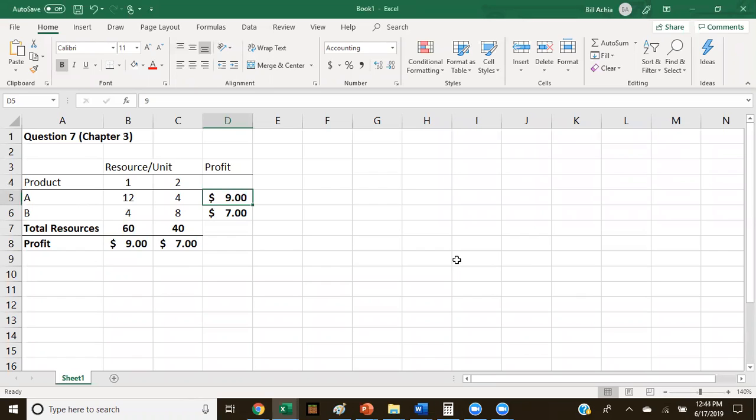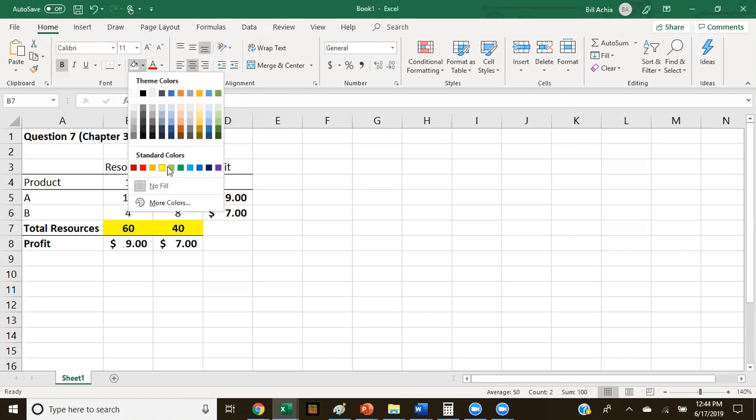And I'll start off by doing this in Excel and then go into a discussion of the same question in POM QM. Okay, so the question that I have here reads: a company produces 2 products, A and B, which have profits of $9 and $7 respectively. Each unit of product requires 2 resources as follows. So the resource 1 and resource 2, and we're told how much of each product takes.